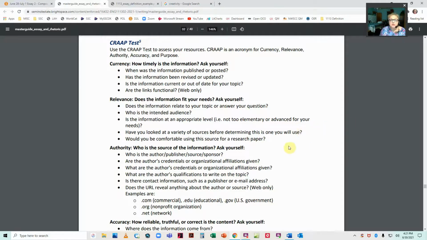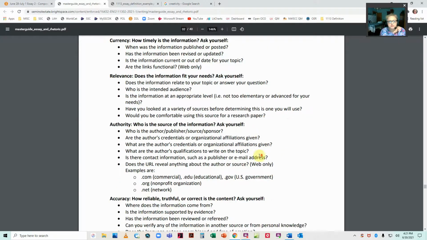And then thinking about relevance, would you be comfortable using it in your research paper? Is it going to really reflect what you need it to reflect about you and about the seriousness of your subject, and about the context that you're writing in, like it's an academic setting, right? That's another thing that makes it relevant.